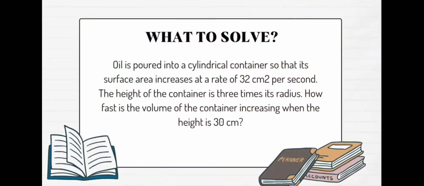This is the problem that we have to solve. The question is: oil is poured into a cylindrical container so that its surface area increases at a rate of 32 cm² per second. The height of the container is 3 times its radius. How fast is the volume of the container increasing when the height is 30 cm?